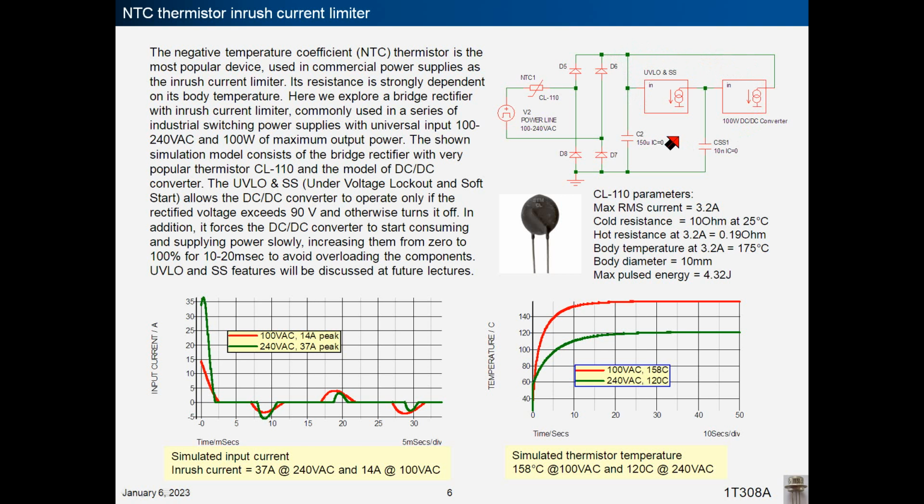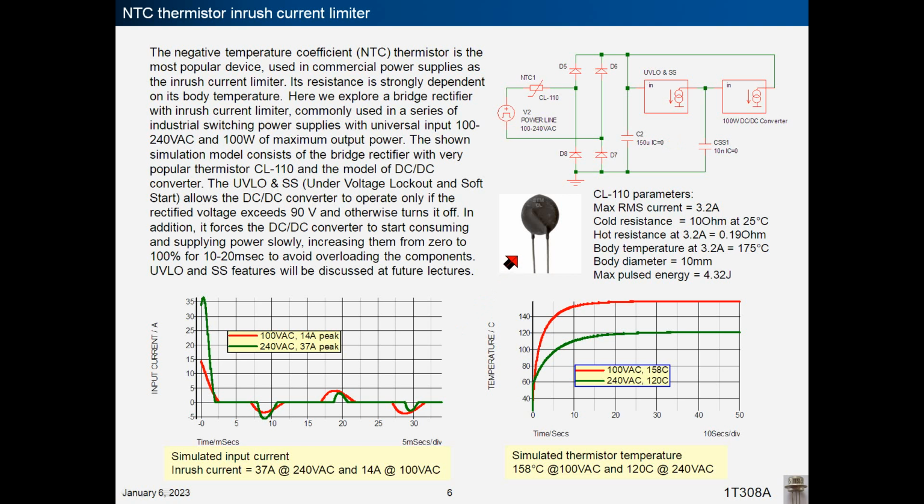In addition, it forces the DC-DC converter to start consuming and supplying power slowly, increasing them from 0 to 100% over 10 to 20 milliseconds to avoid overloading the components. Undervoltage lockout and soft start features will be discussed in future lectures.